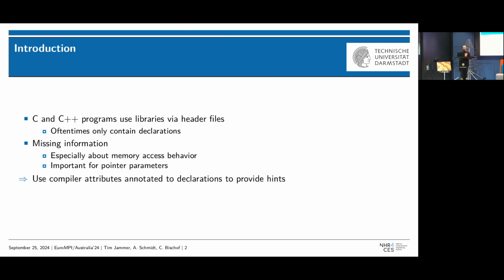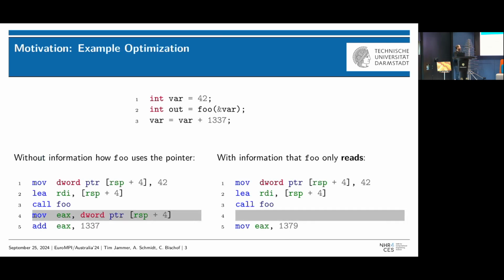This is especially important for memory access behavior, and as MPI accesses memory, for example message buffers, the MPI API has quite a lot of pointers in it. This problem may be specifically of interest in MPI. So I have a motivational example here. I hope you can bear with me with this assembler code.